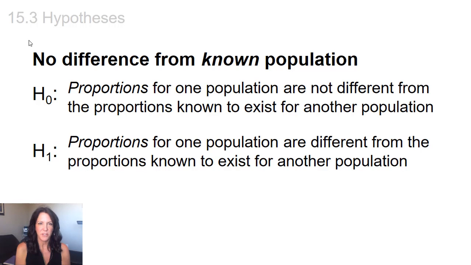In the no difference goodness of fit test, we have a null hypothesis that says whatever proportions we're seeing in our sample match what's in the population. So sometimes, once again, we know what those different proportions are in the population for a certain number of categories. And what we're saying is our sample is exactly like the population. The alternative hypothesis says that the proportions for the population that my sample comes from are different from the proportions known to exist in the population in general.